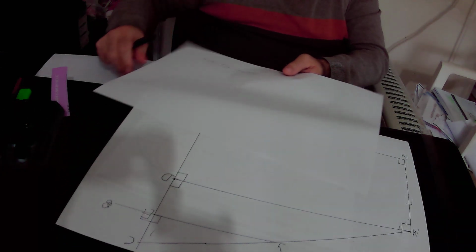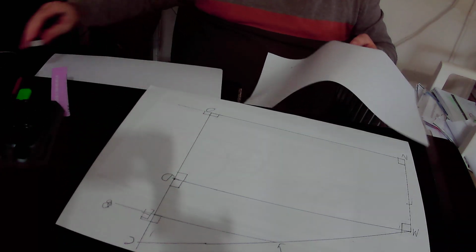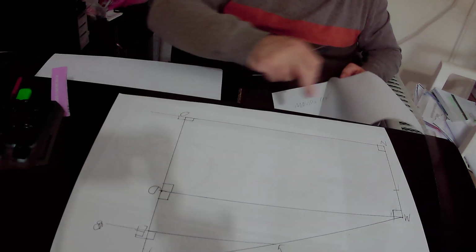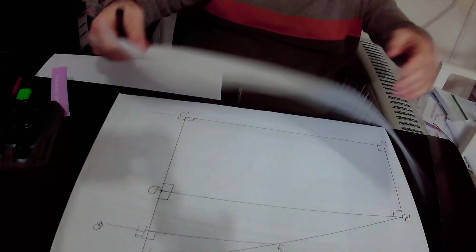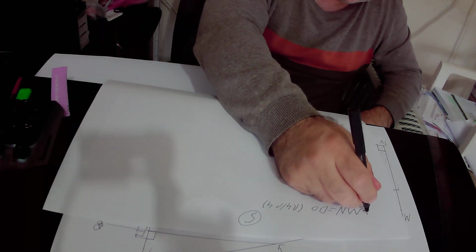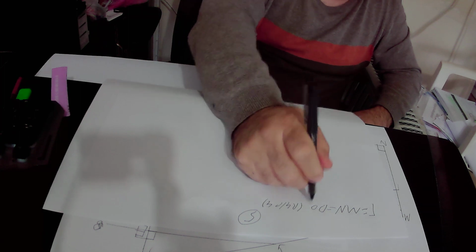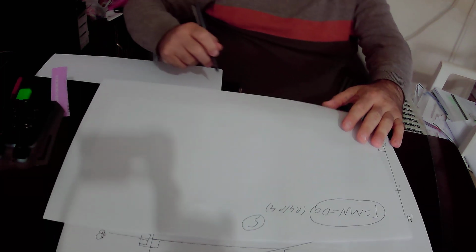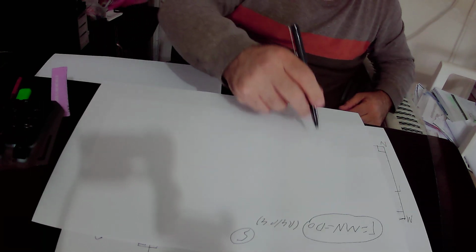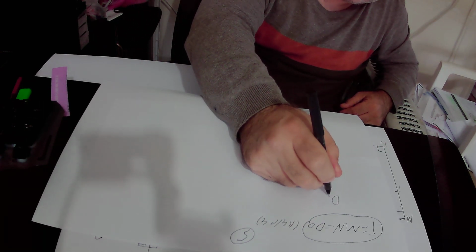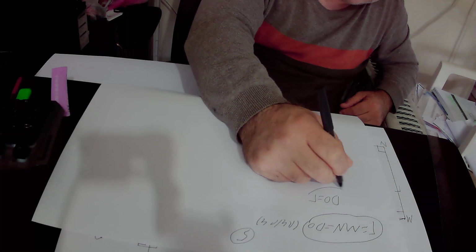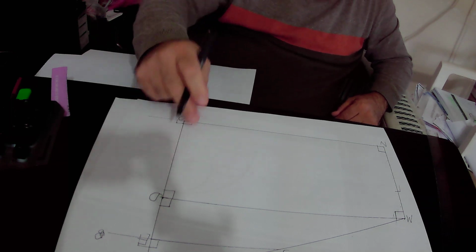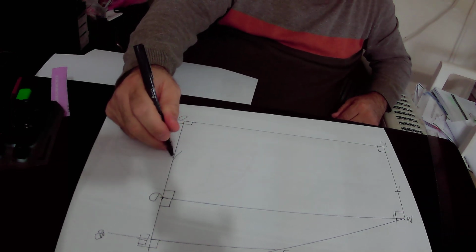But we already know that MN equals R. It is the radius of the small circle. So we can write here that MN equals R. So from this equality, we will conclude that DO also equals R. So we can write here that DO equals R.